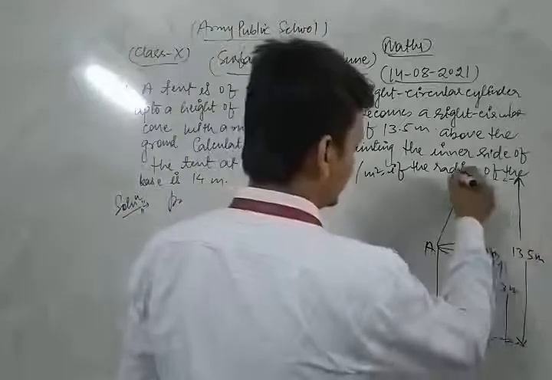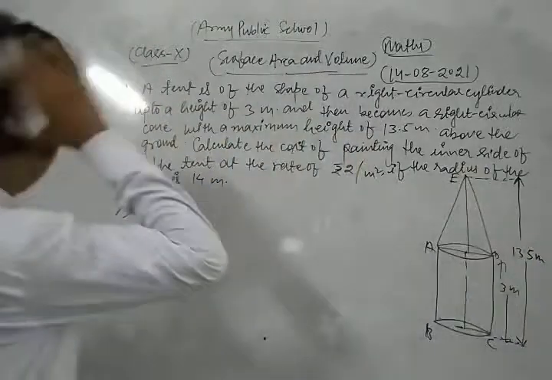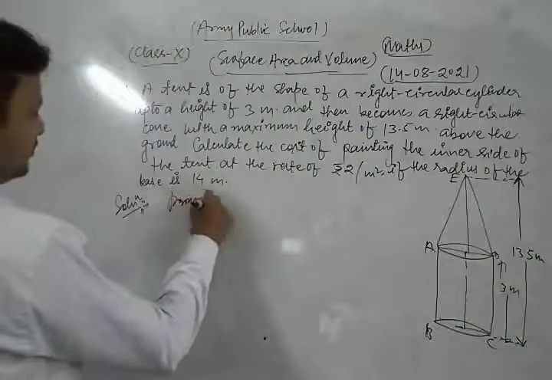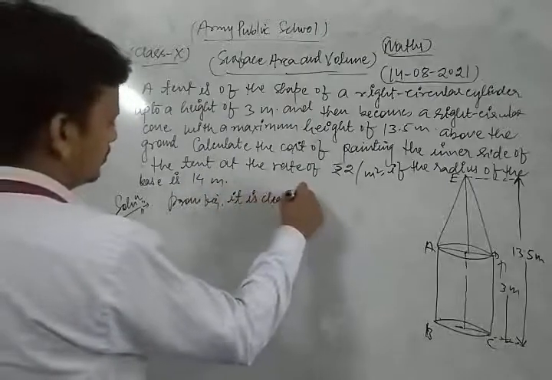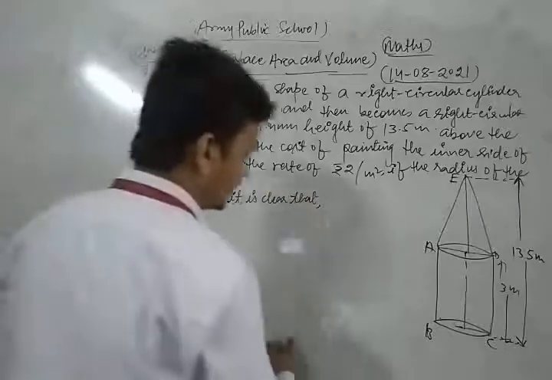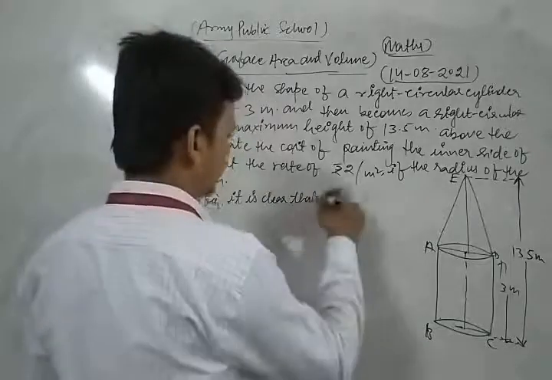ABCD, this is taken as E. Okay, from the figure it is clear that the height of the cylinder is what?